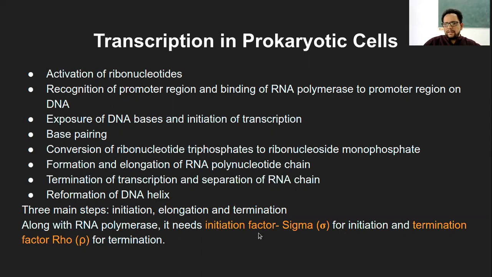So there is this initiation factor, which is sigma, denoted by this symbol, and it is required for the initiation. Along with the RNA polymerase, this initiation factor will also bind to the promoter region. And the termination factor, that is rho, is required for the termination process. So these are the 2 additional factors. Of course, there are quite a few others, but what is in the syllabus is these 2 in addition to RNA polymerase.